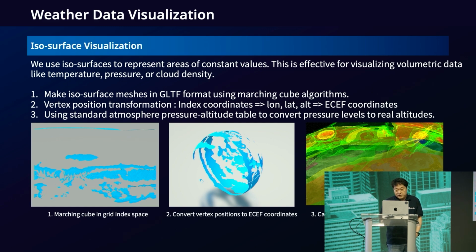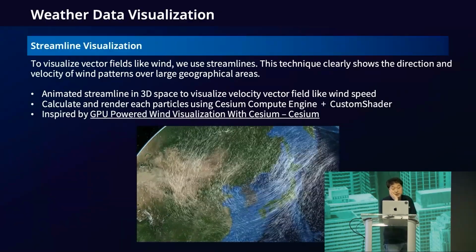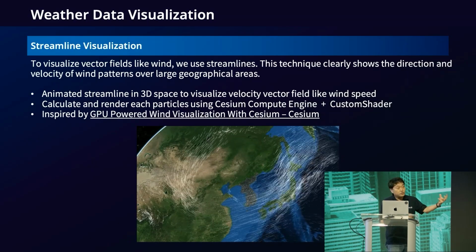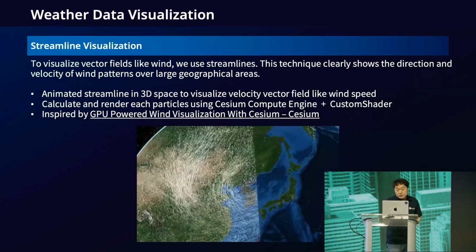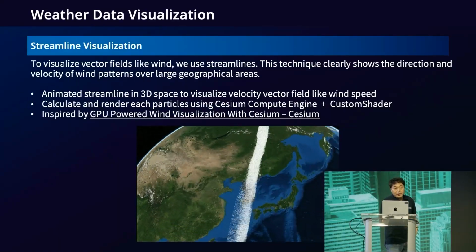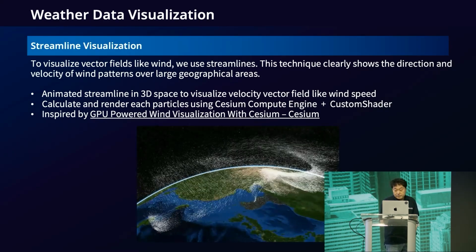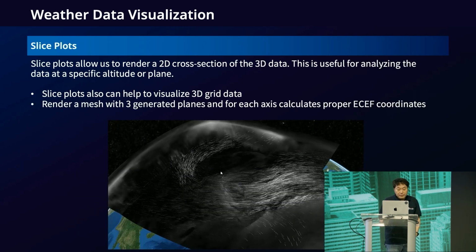And then this is a streamline visualization inspired by the Cesium team, but this is not 2-dimensional, but 3-dimensional. We took the data from KMA, and we converted those data to CesiumJS-friendly data. And then finally, we visualized those wind flow data like this. This is how we implemented the streamline visualization: calculated the particle positions, and then rendered the trail mesh.